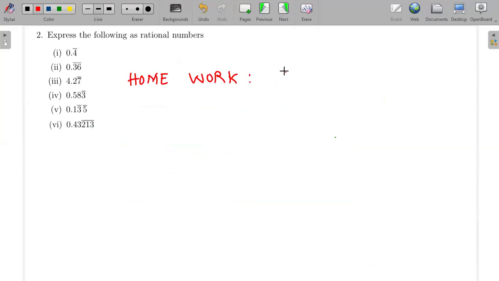So convert 0.57414 with a bar on 14 into something that looks like A over B. So convert this to a fraction just like we were doing here.